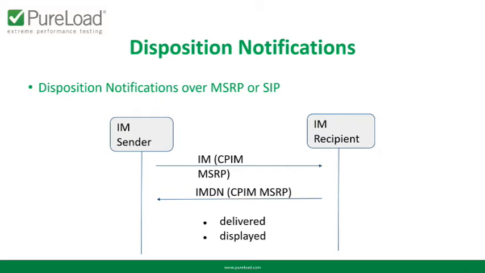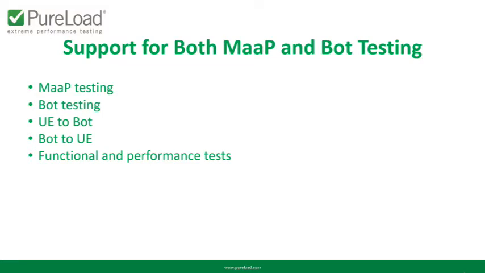There is some special functionality for supporting RCS with disposition notifications that can be sent over MSRP or over SIP. There is support both for messaging as a platform testing and for bot testing. So you can simulate a client sending traffic to a bot or a bot sending traffic to a client. And we can do this both for functional and performance tests as well.